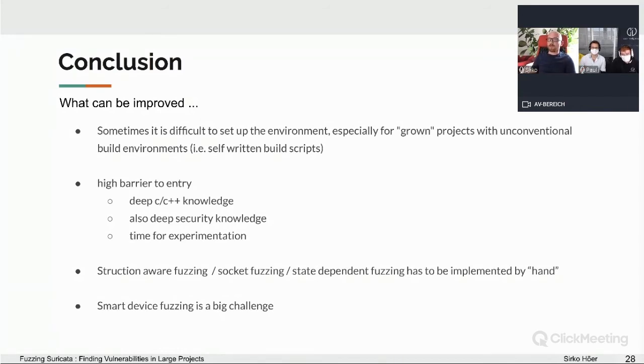And then the other one is that structure-aware fuzzing or socket fuzzing or state-dependent fuzzing has to be handcrafted, handmade. It's not a built-in feature for these fuzz engines. And also a big issue is how to fuzz smart devices, IoT devices, which normally use other architectures like ARM or MIPS.